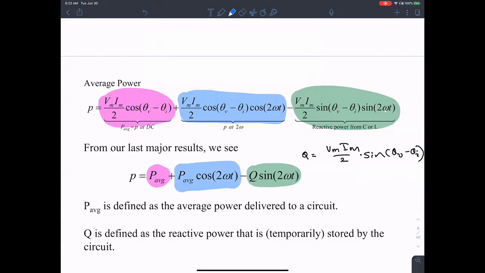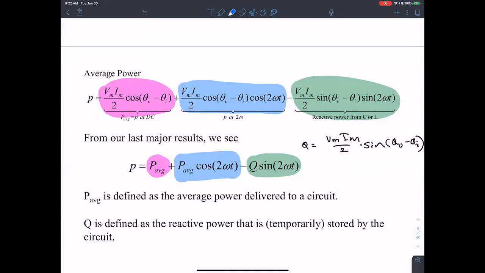Okay, there's three terms that we looked at for the power product. Average power is defined as the average power that is delivered to a circuit. The reactive power, Q, is defined as the reactive power that is temporarily stored by the circuit. So if you have components like inductors, capacitors that can store electric energy, inductors store electrical energy in the form of magnetic field. Capacitors store electrical energy in the form of charge, okay?